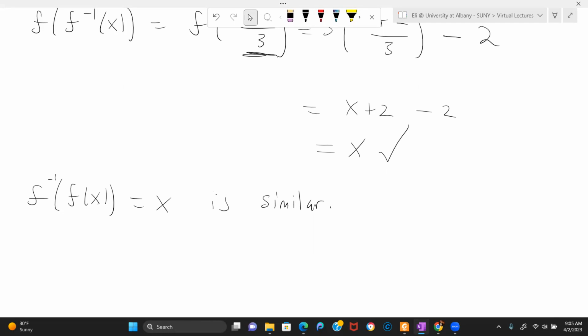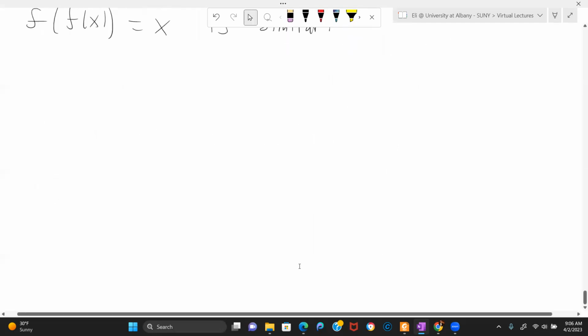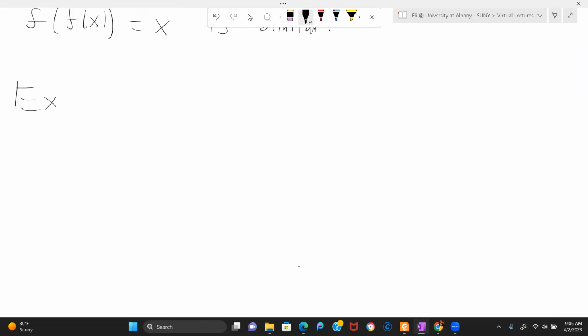So there's a couple more examples. I think they're pretty good, so we should go through them together. So this is example 8. We have f of x is equal to (x to the 5th minus 3) over 2. And this is going to be injective.